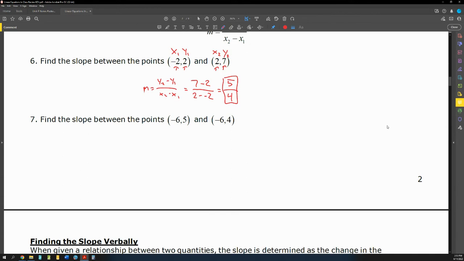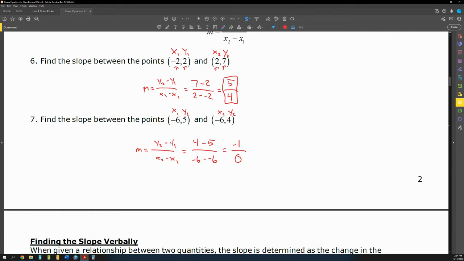Number 7. To find the slope between these points, I'm going to first label my points x1, y1, x2, y2, and set up our formula. M equals y2 minus y1 over x2 minus x1. So our y2 is 4 minus y1 is 5 over x2, which is negative 6, minus x1, which is also negative 6. So we're subtracting negative 6. In the numerator, 4 minus 5 is negative 1. In the denominator, negative 6 minus negative 6. Well, subtracting a negative is the same as adding a positive. So negative 6 plus positive 6 is equal to 0.